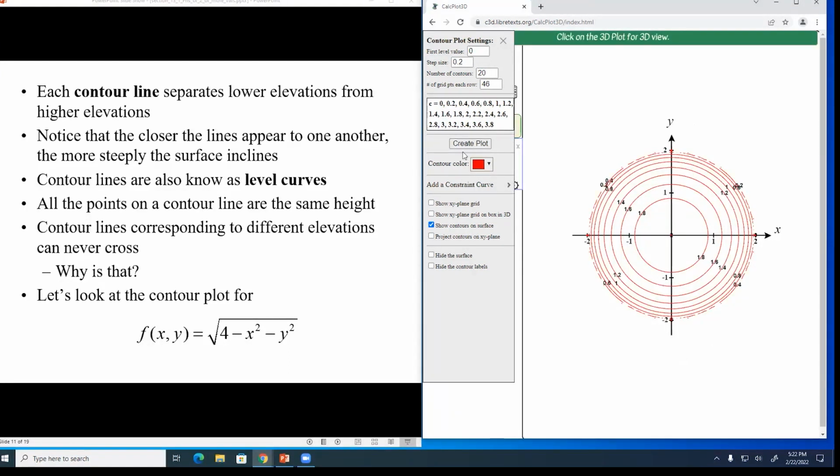Now remember what we said earlier, these contours are equally spaced. In fact, they have a step size of 0.2. They're all 0.2 apart in the Z direction. So when we see them close together, well, that's the steeper part of our hemisphere, and they get further and further apart as we get towards the peak. Now we're going to start talking in terms of calculus, or as we get towards the maximum.